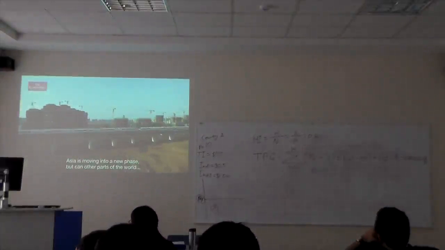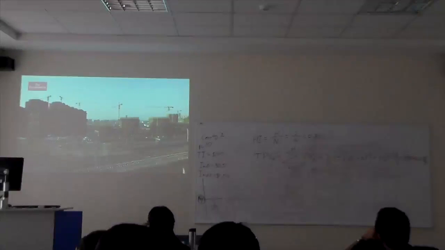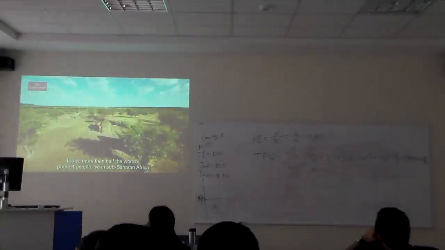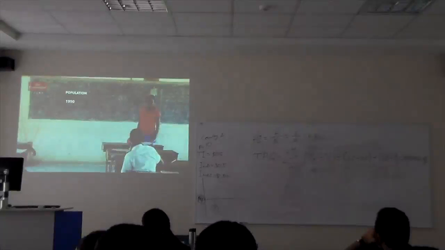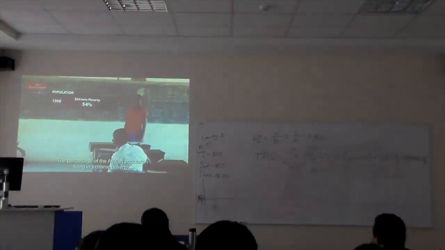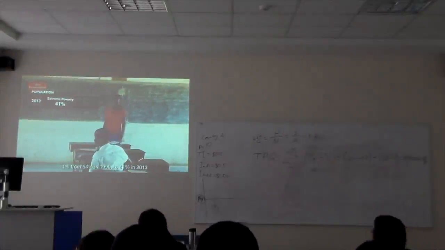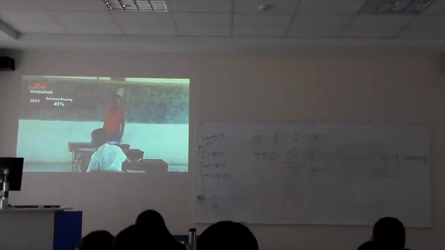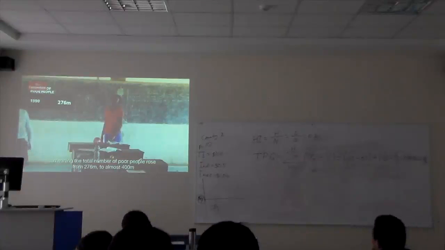Asia is moving into a new phase, but can other parts of the world copy their model of moving people to factory jobs in cities? Today, more than half the world's poorest people live in Sub-Saharan Africa. The percentage of the African population living in extreme poverty fell from 54% in 1990 to 41% in 2013. But in that same time period, the population of Sub-Saharan Africa boomed, meaning the total number of poor people rose from 276 million to almost 400 million.